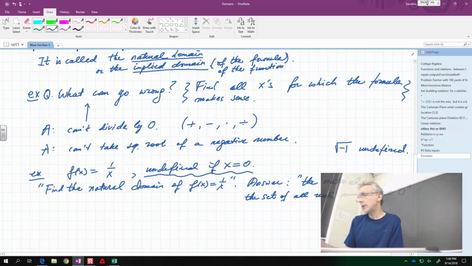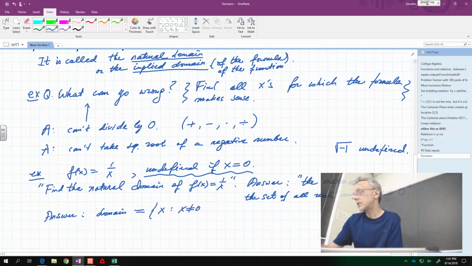Then you can still try to use the set building notation. So that's another way to answer it. So let me write this right. So the natural domain is x not equal to 0. That's probably the easiest one. So set building notation: in braces, x, colon, and then the condition that x is supposed to satisfy. As long as it's not equal to 0, that's the only condition that there is. x not equal to 0, so that's the answer.